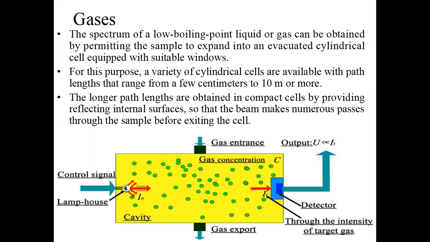And in this diagram, there is a lamp house and signals are under control. I naught shows the intensity, and IT shows the intensity of the target gas, and the concentration of the gas is shown by capital C. The gas enters from the upper side and exits from the lower side, and the detectors are present at the right side, and the output U is directly proportional to IT.